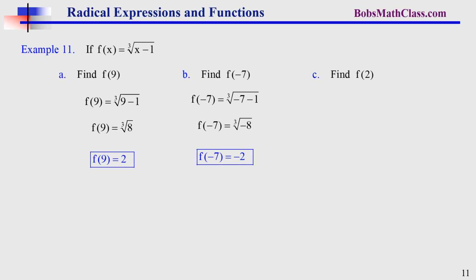All right, last one, f of 2. So wherever you see an x, replace the x with 2. 2 minus 1 is 1, and the cube root of 1 is just 1. 1 times 1 times 1 equals 1.